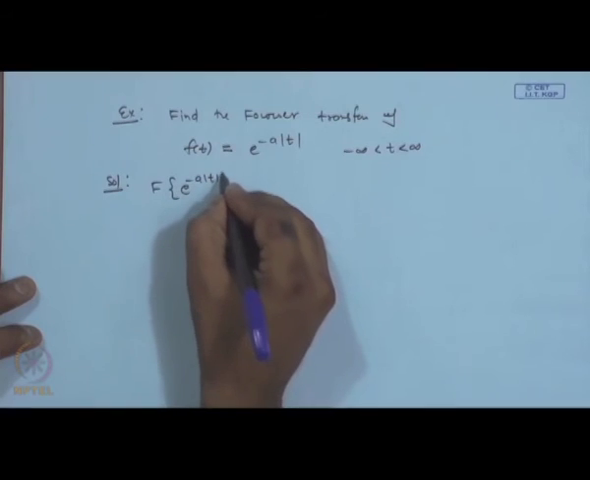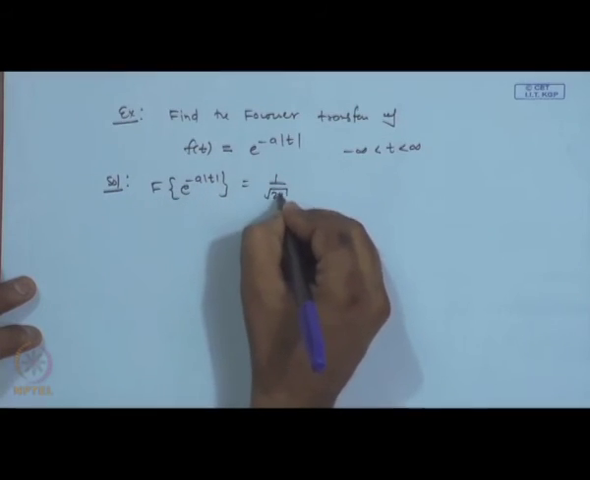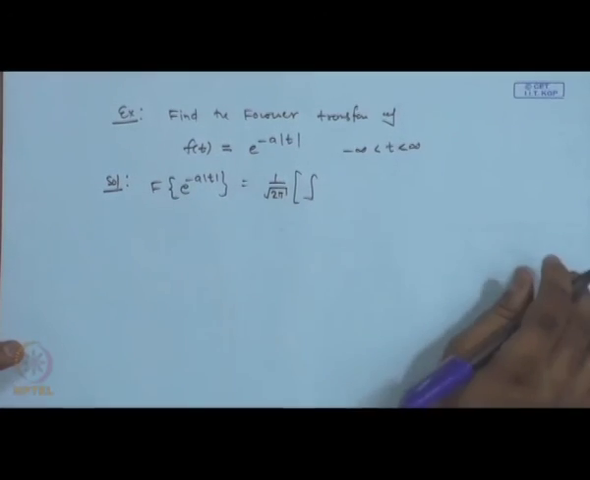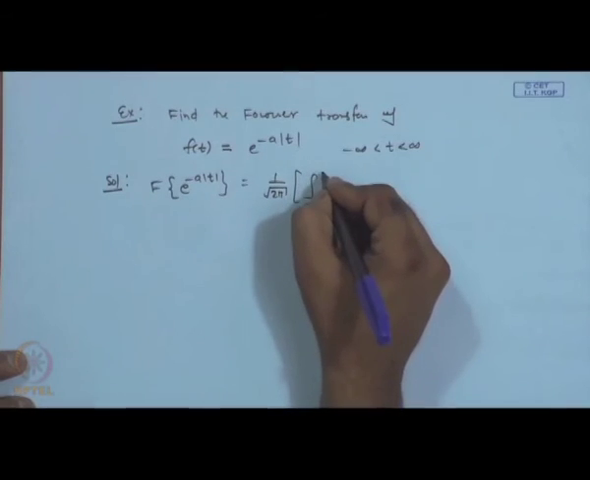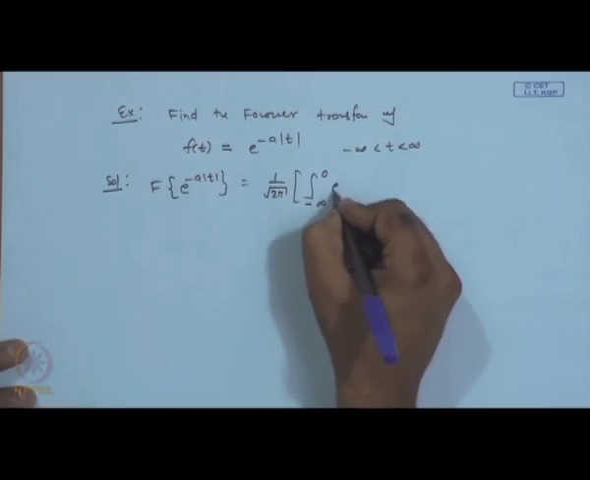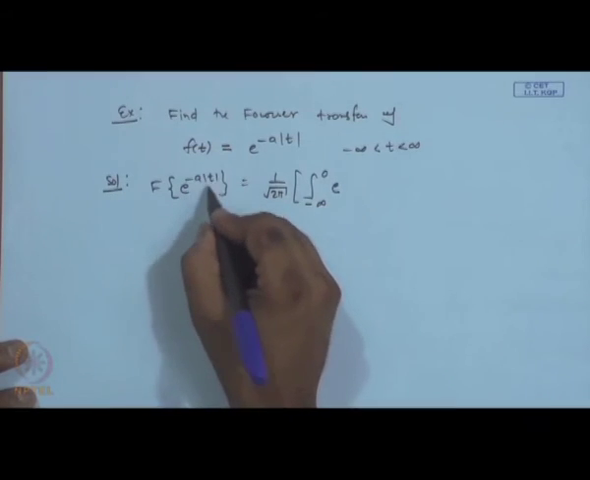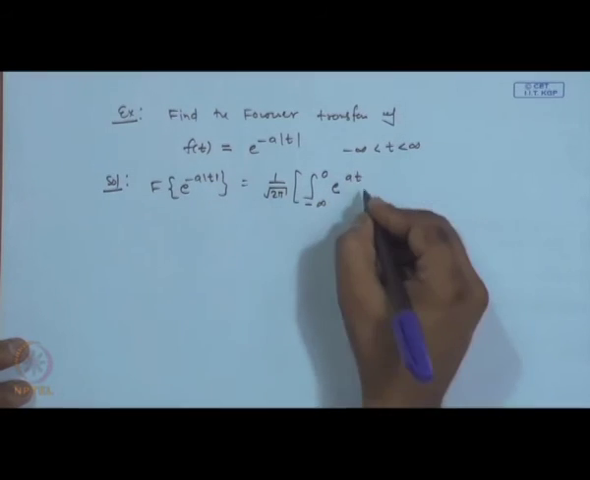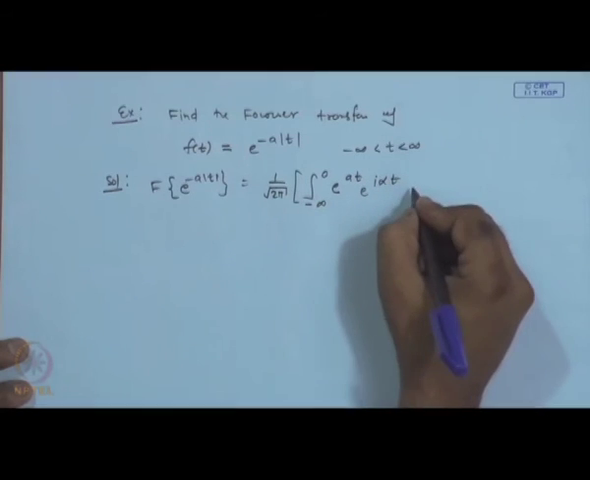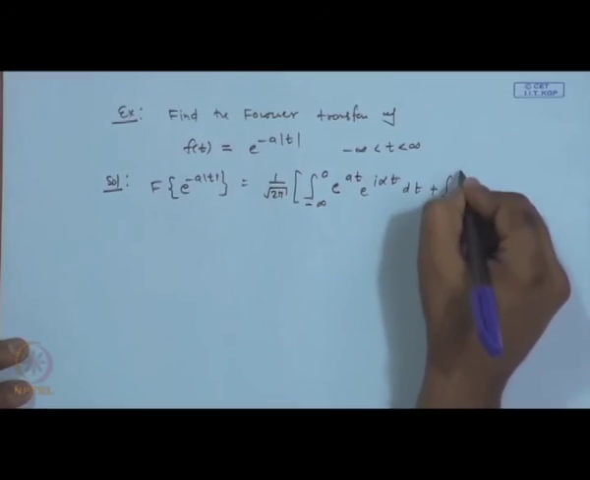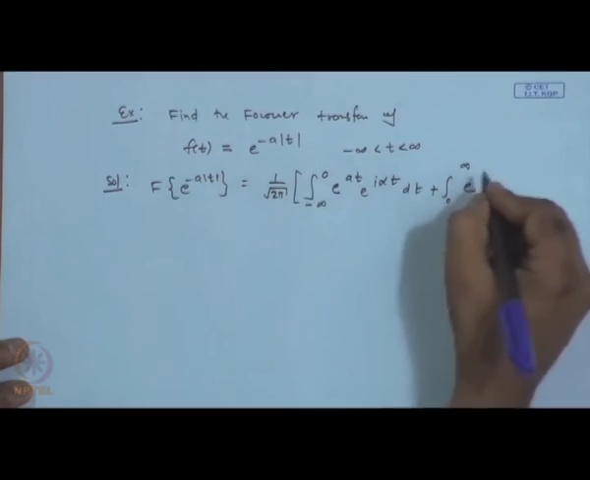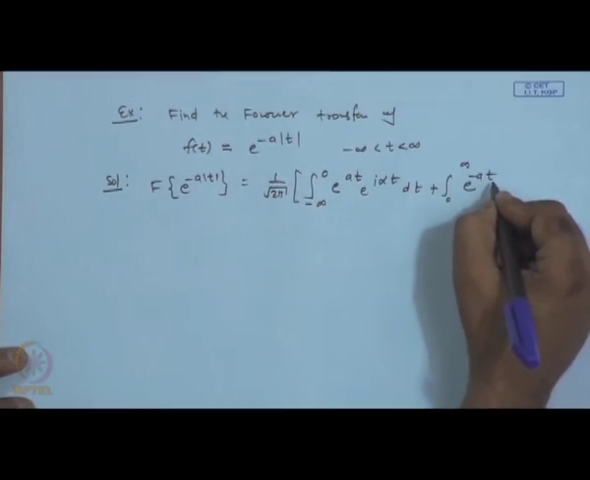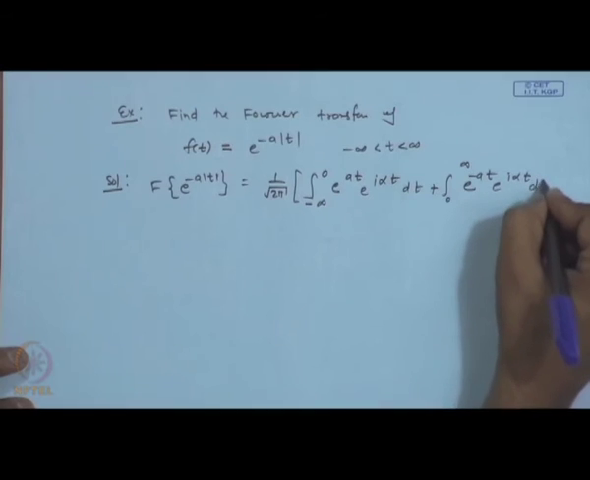e minus a|t|, as per the definition, we have 1 over square root 2 pi, and we break that integral minus infinity to plus infinity into two parts. So minus infinity to 0, and we have e power this modulus or absolute value of t, in this range we can replace by minus t. So we have e power a t e power i alpha t and dt, plus then 0 to infinity, and this will be e power minus, because absolute value of t will be just t, e power minus a t e power i alpha t and dt.